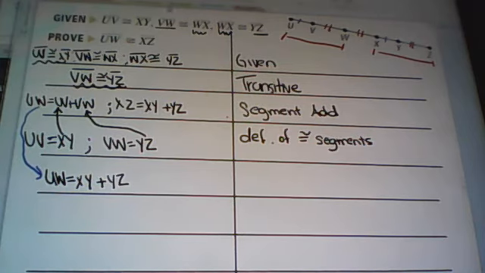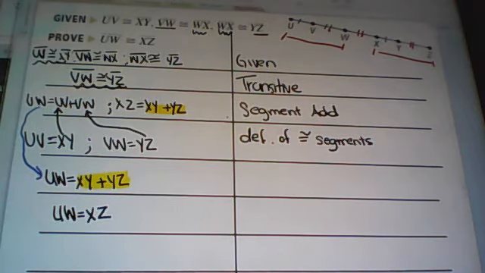And the reason I'm going to do that is because if you notice now, XZ is equal to this, XY plus YZ, and UW is equal to XY plus YZ. So because both of them are equal to the same thing, these two must be equal to each other. So my next step is going to be UW is equal to XZ.